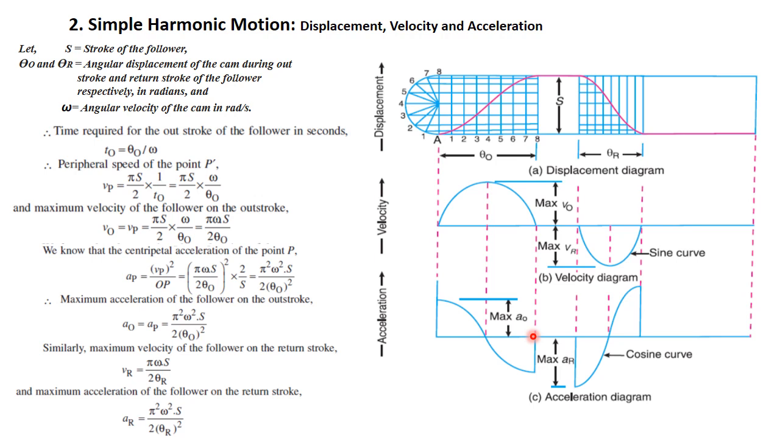So if we see the velocity and acceleration diagram for the outstroke, we see here there is a sudden change in acceleration, and definitely there is some small jerk in this kind of motion. In a similar fashion, we get the curve for velocity and acceleration for the return stroke of the cam.